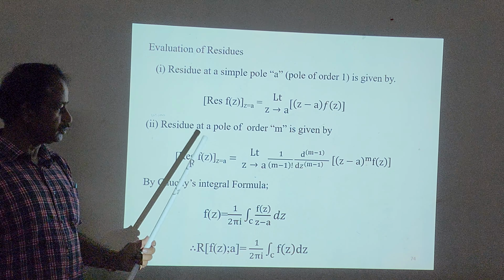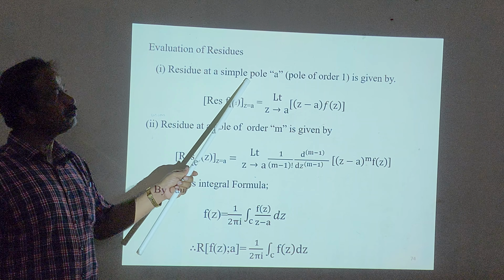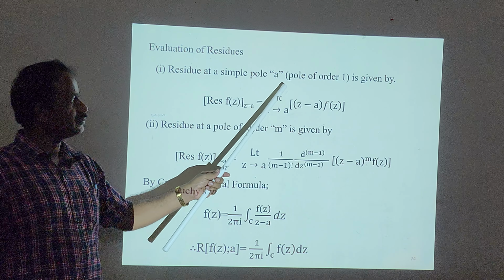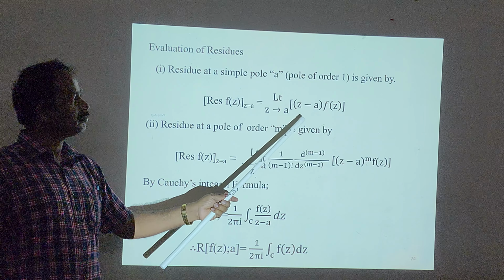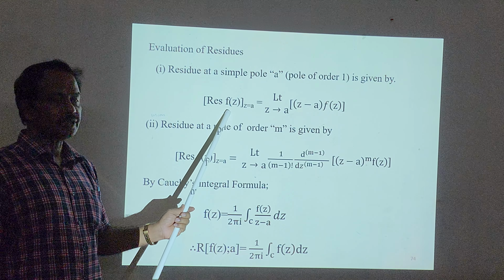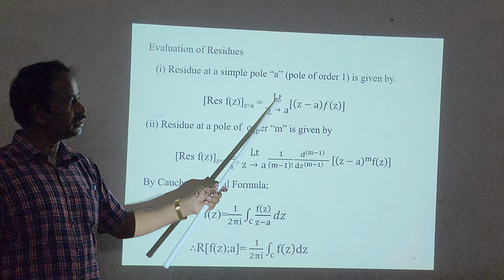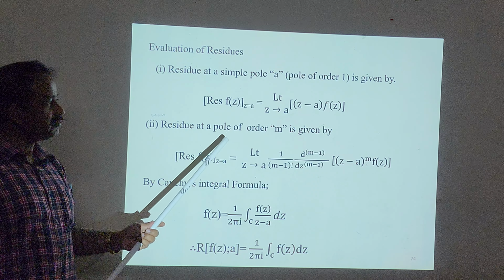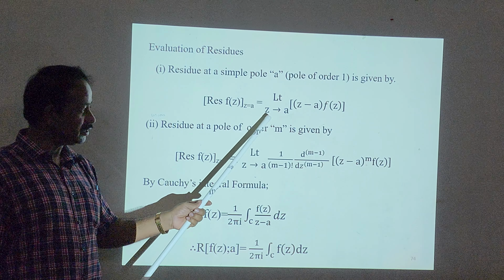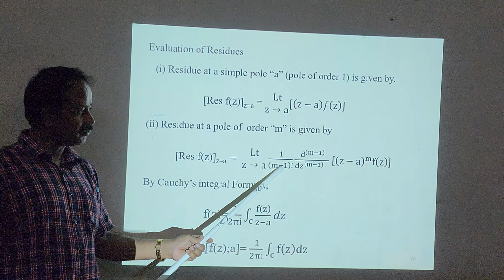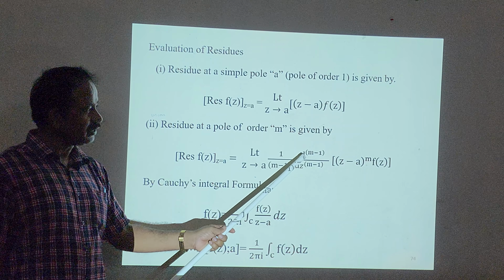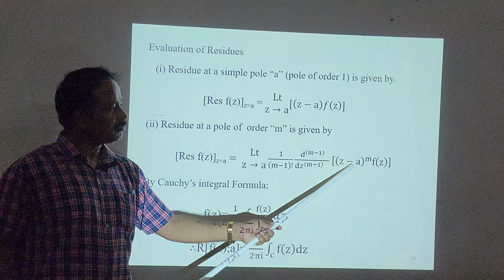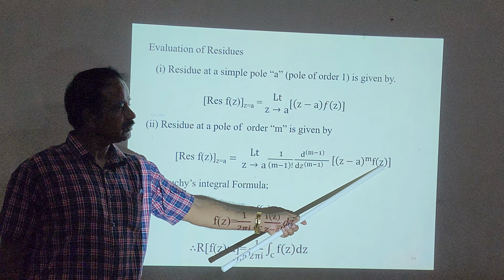Now there are two things. One is residue of a simple pole. Suppose the order is 1, we will see what order means a little bit later. So for a pole of order 1, the residue of f of z at z equal to a is equal to the limit z tends to a of z minus a times f of z. Suppose it is order m, then this equation becomes 1 divided by (m minus 1) factorial, d to the power m minus 1 divided by dz to the power m minus 1, of (z minus a) to the power m times f of z.